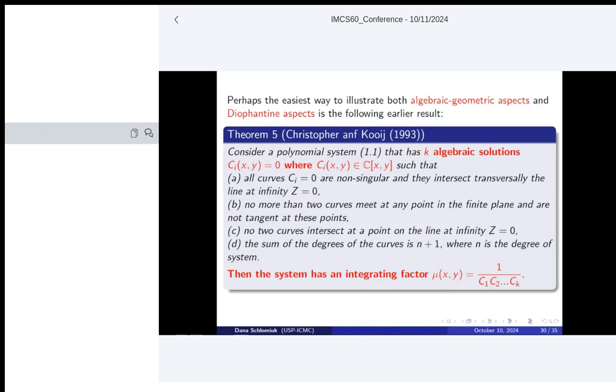Hypothesis B: no more than two curves meet at any point in the finite plane and they are not tangent at these points. The first three conditions, from A to C, are about the way the curves intersect. And then we have a fourth condition saying that the sum of the degrees of the curves is n plus 1, where n is the degree of the system. Then the system has an integrating factor, which is inverse polynomial. We take the product and we take 1 over this product of the polynomials, and we have an integrating factor. Next page, please.